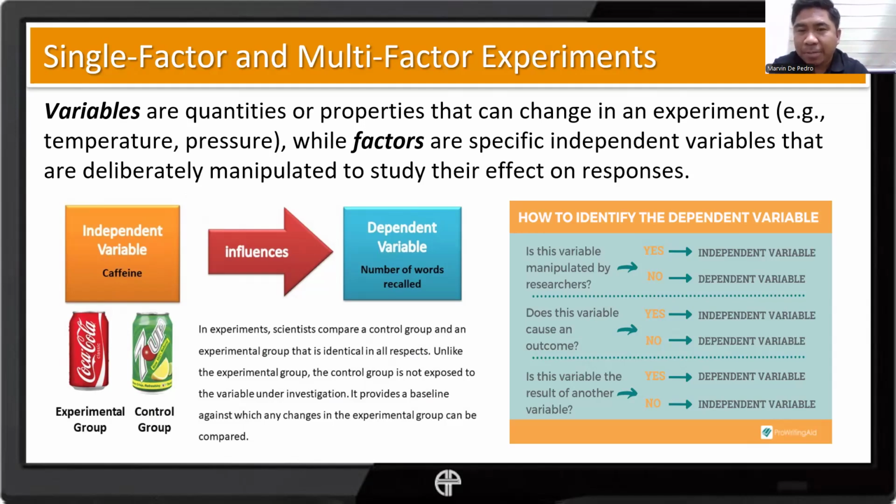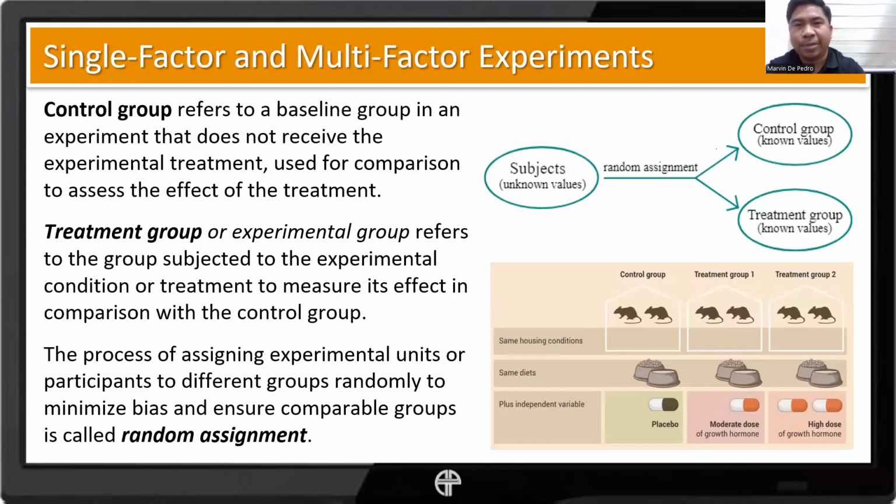And a third possible question: is this variable the result of another variable? If the answer is yes, then that's a dependent variable, because the result is the dependent. And if no, of course, then that's the independent variable. So just determine which one causes which, which one affects the other. So, variables and factors. Remember, only the independent variables can be your factors. We can have one or more factors.